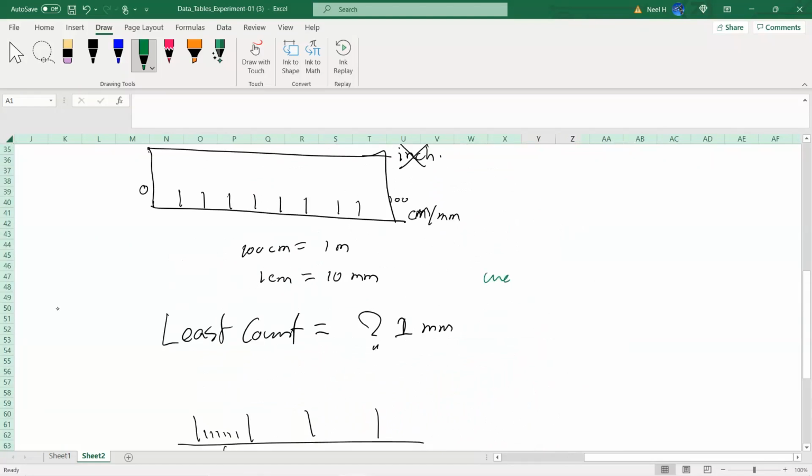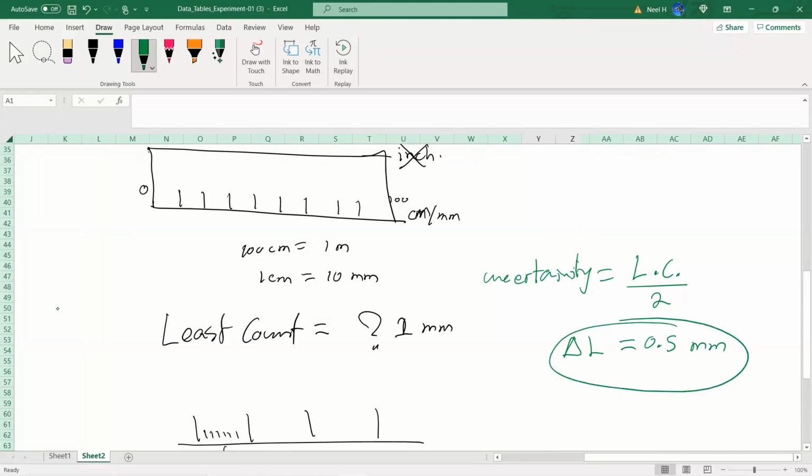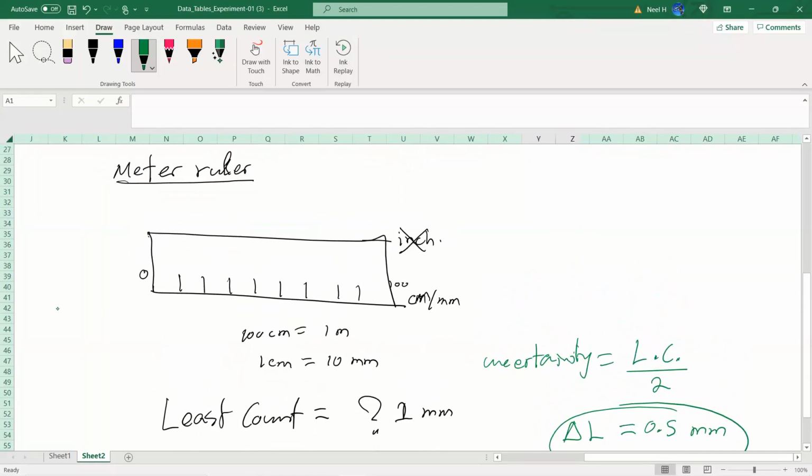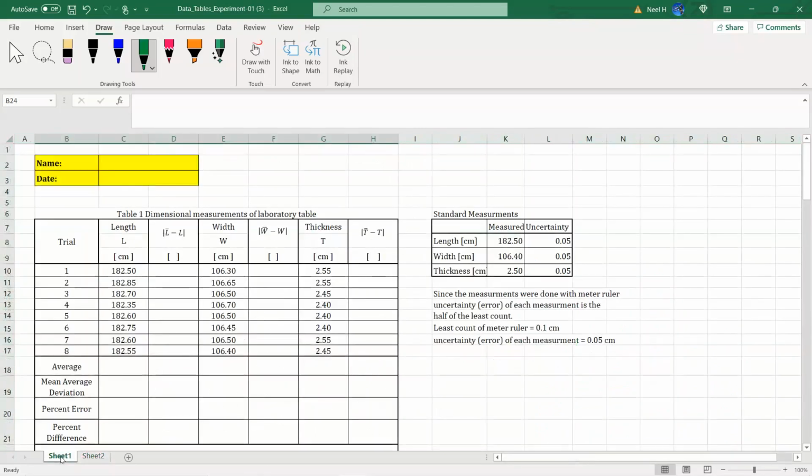We can figure out the uncertainty if we know the least count. Uncertainty is generally the least count divided by 2, right? So in this particular case, delta L, let's say, is about 0.5 millimeters, okay? Every single measurement which I do with the meter ruler has to reflect this. That's important, which means when you're writing your measured values, when you're tabulating first, that table should reflect that uncertainty on the measurement.